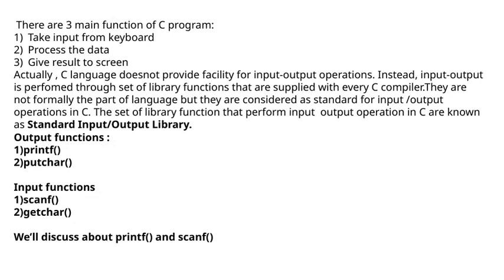Let's explore the 3 main functions of a C program. First, it takes input from the keyboard, then it processes that data, and finally, it displays the result on the screen. Now, it's important to understand that C, by itself, does not have built-in capabilities for input and output operations. Instead, input and output are handled through a set of library functions that come with every C compiler.